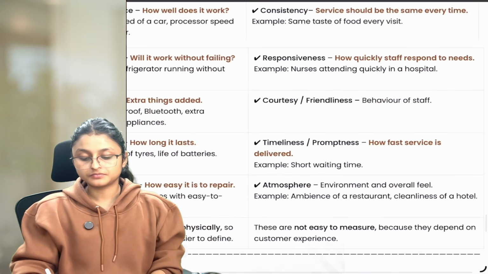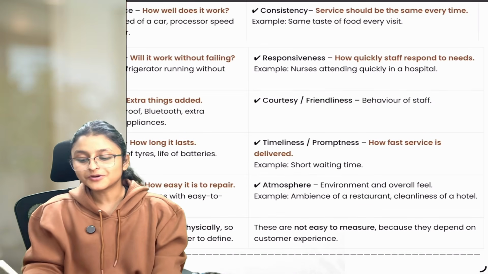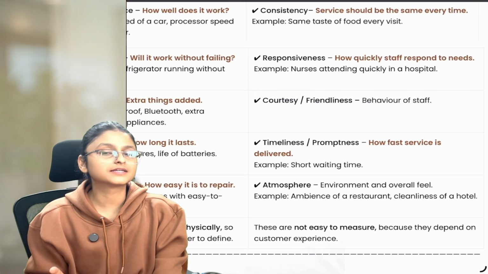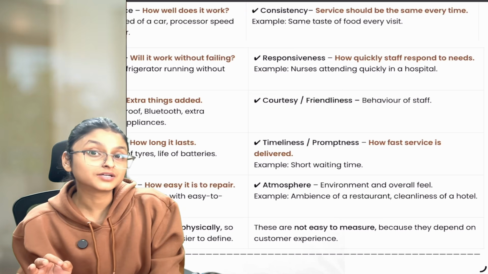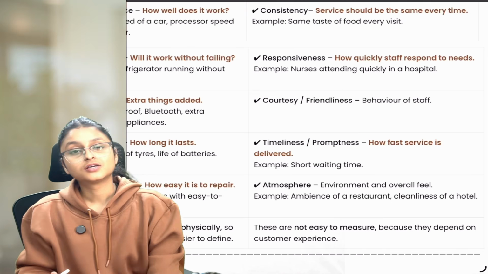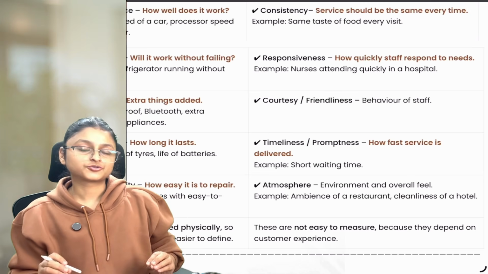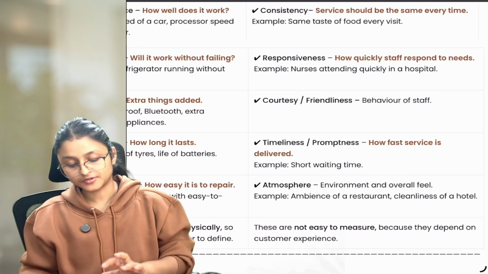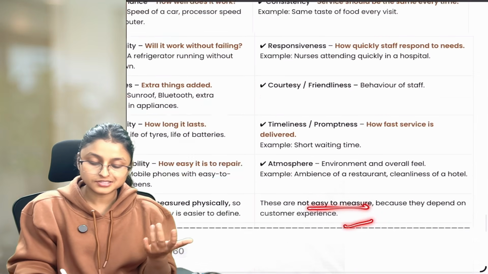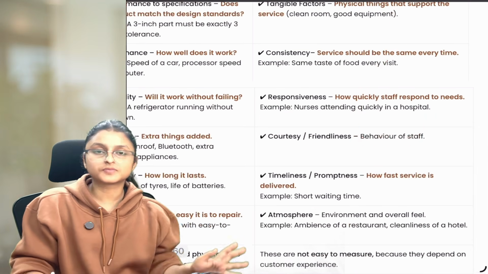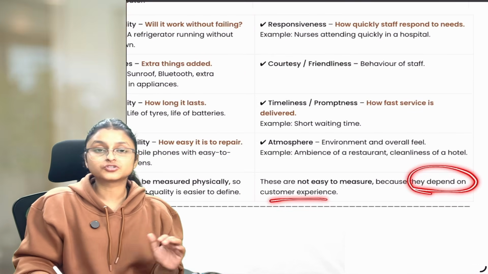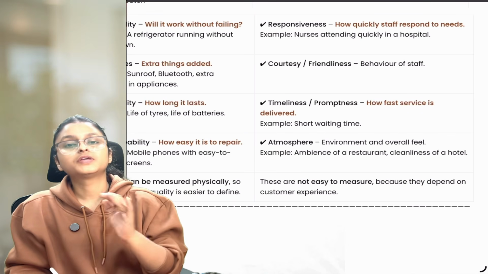Atmosphere. Atmosphere means environment and the overall feel. Think about it, you are sitting in a restaurant, but there is some smell there and you are not liking it. Would your experience be good? Answer is no. So the ambience or cleanliness or the environment of that restaurant, all of these matter in case of services. These are not easy to measure. Of course, these are different experiences which customers are having. So they are not easy to measure, but they depend on customer experience, how they feel when they got that particular service.